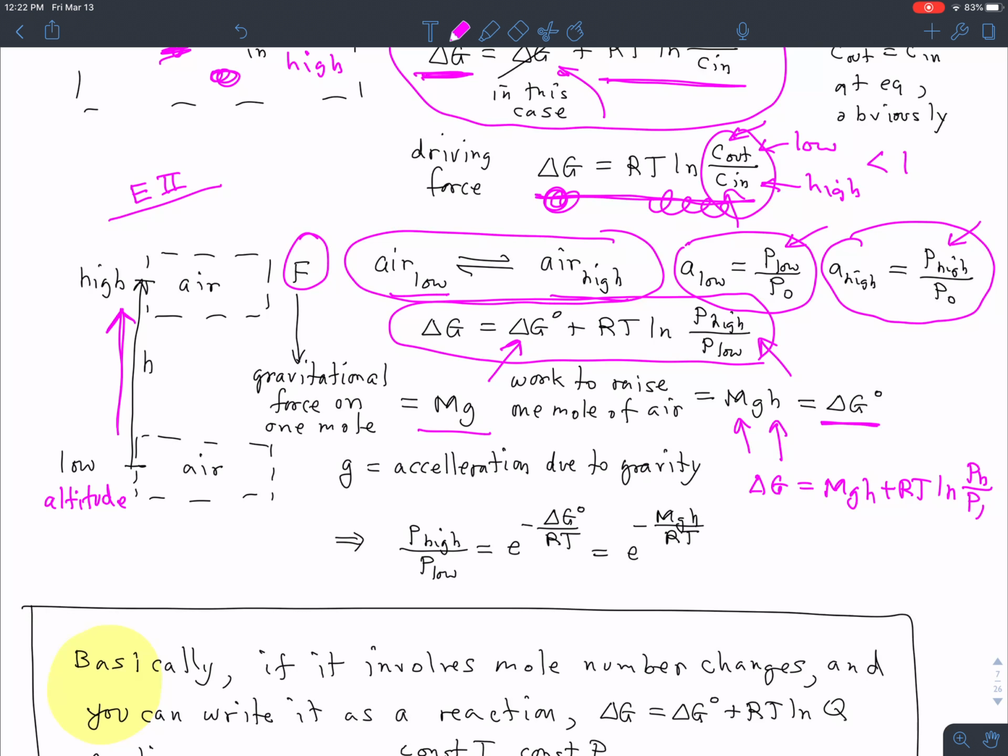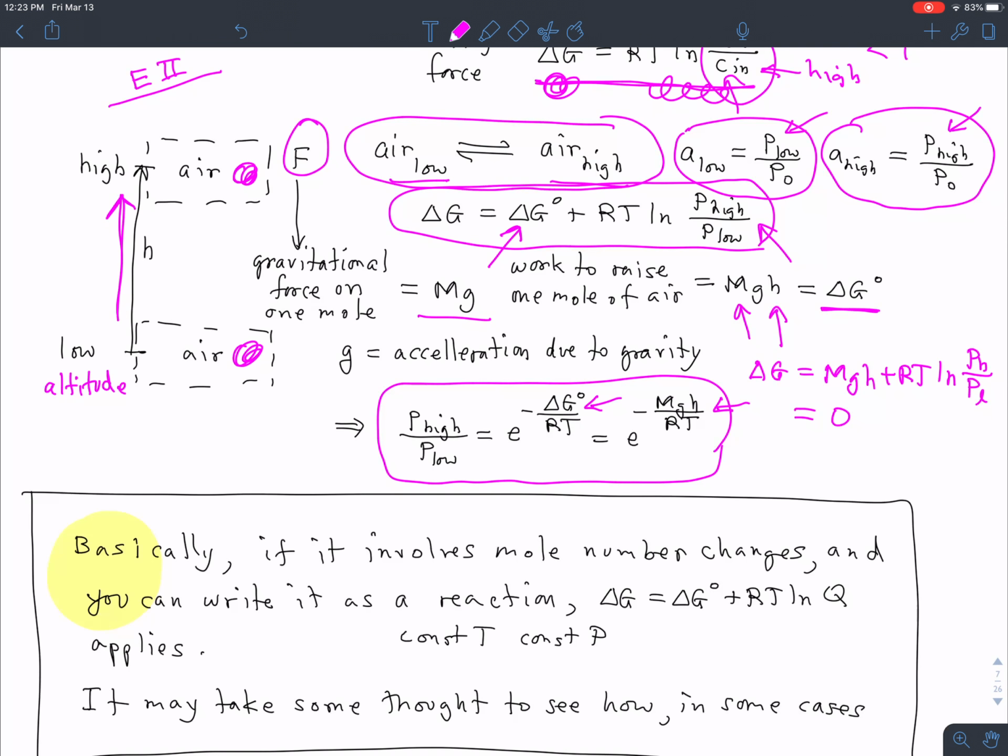And now, setting that equal to 0 and solving for the condition for equilibrium gives us that the ratio of pressures, the pressure difference between the high region and the low region, is equal to, as always, e to the minus delta G for that transfer over RT, which in this case is e to the minus mgh over RT. I won't go through it in detail because it's on the exam, and you guys presumably have all tried at least to plug numbers into that expression. But in fact, it gives quite reasonable results.